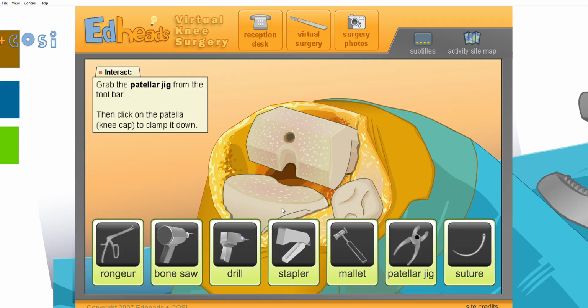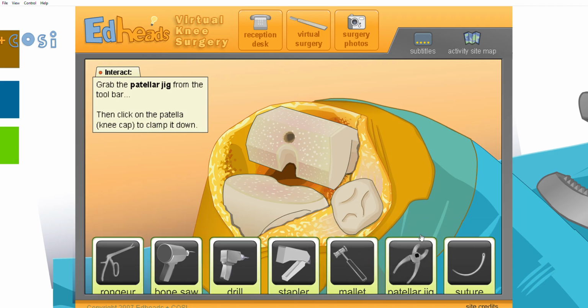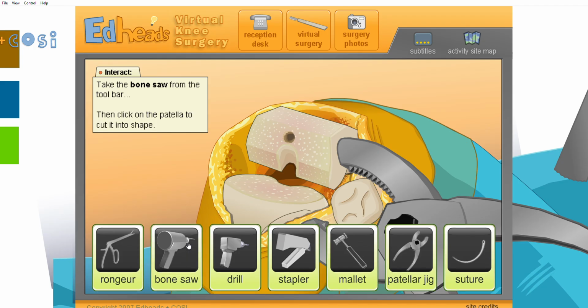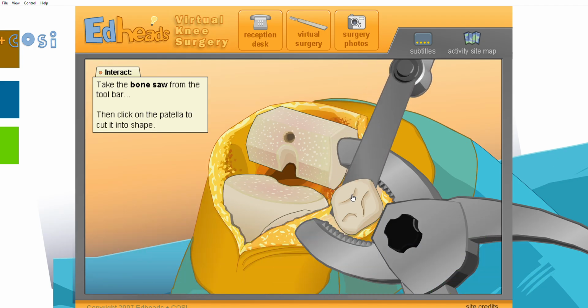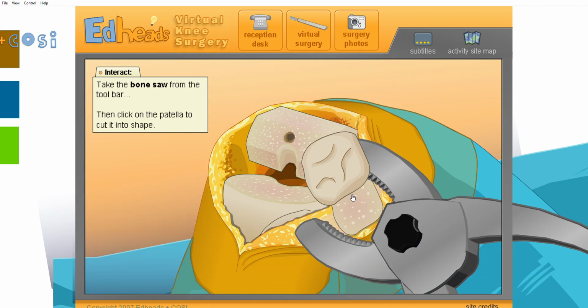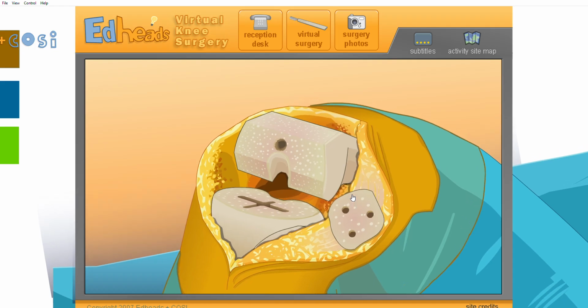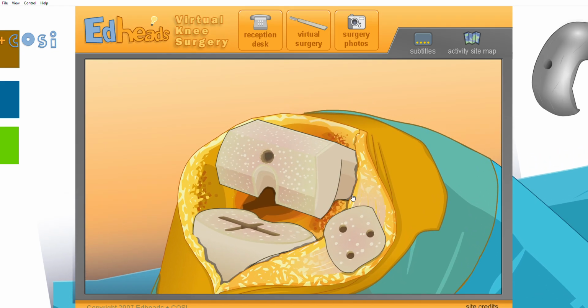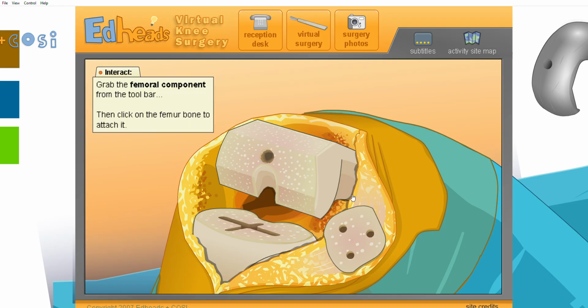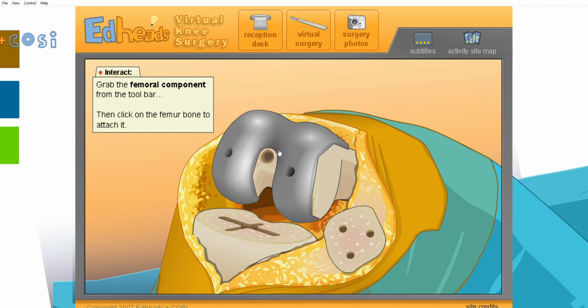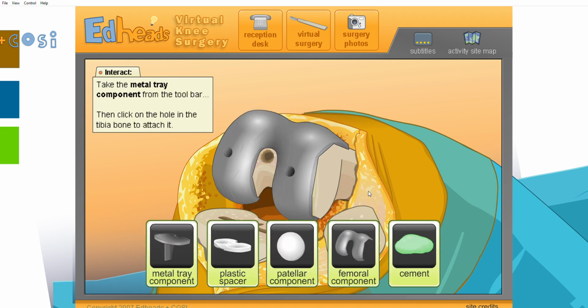Now we'll use the patellar cutting jig and bone saw to remove the back of our patient's patella. Holes in the tibia and patella are drilled and chiseled out, which will enable the new components to attach properly. Time to place the trial components. First, attach the femoral trial component. Attach the metal tray trial component to the tibia.